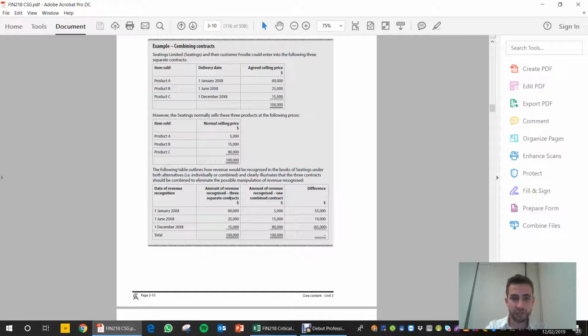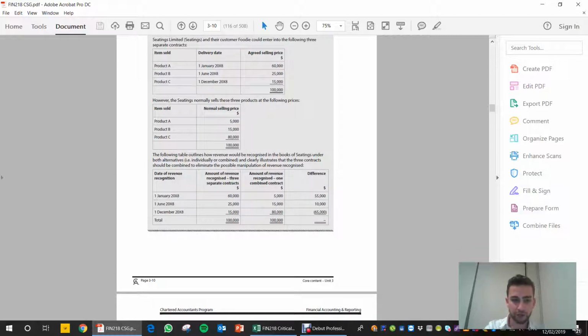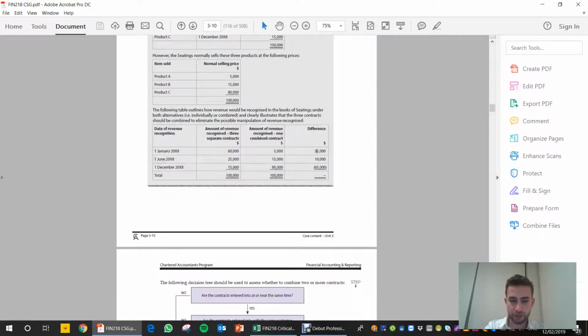So if they were to recognize it as 3 separate contracts, you can see that $85,000 is going to fall into FY18. Maybe the CEO or CFO wanted to bring forward revenue so they could get their bonus into FY18, for example. But under this new standard, we have to actually consider whether or not we need to combine those into its true selling price, its normal selling price over here, so 5,000, 15,000, 80,000, which of course would put the majority of the profit into the next financial year.